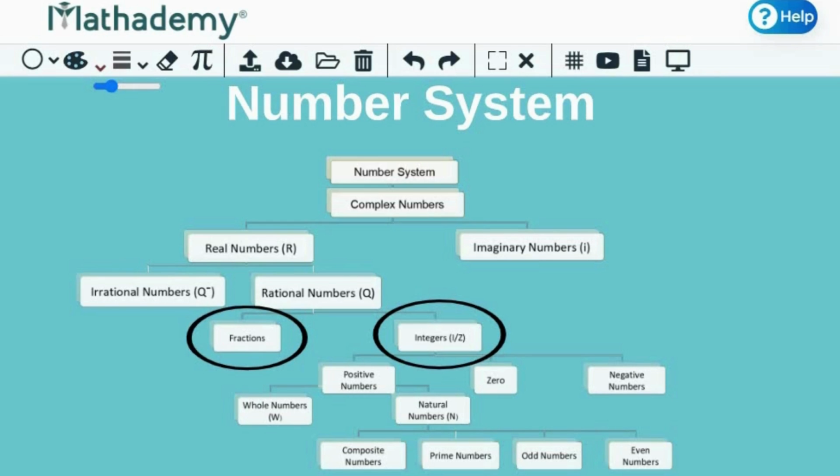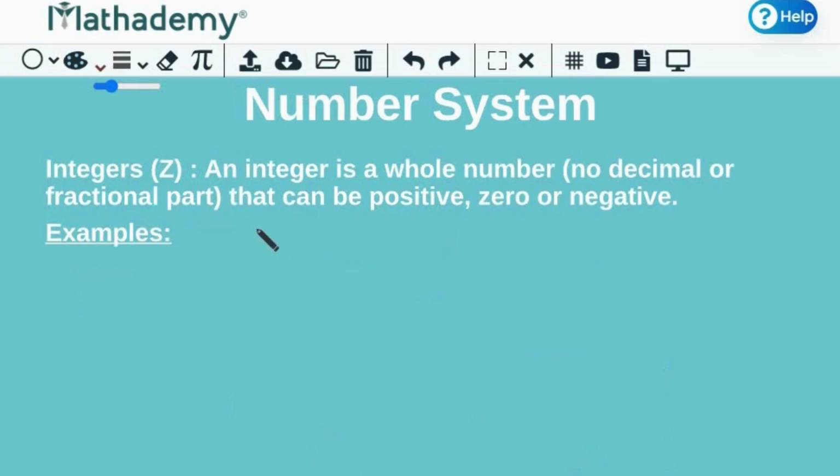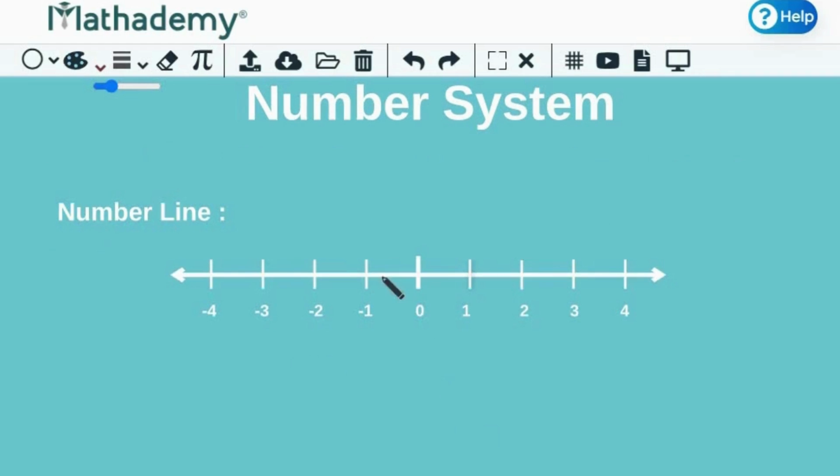Now let's talk about integers first. By definition, an integer is a whole number that can be positive, 0 or negative. Also, integers are denoted by the capital letter Z. Now, we are all familiar with the placement of integers on the number line. We have also discussed this in our previous video. Let's just quickly revise it.